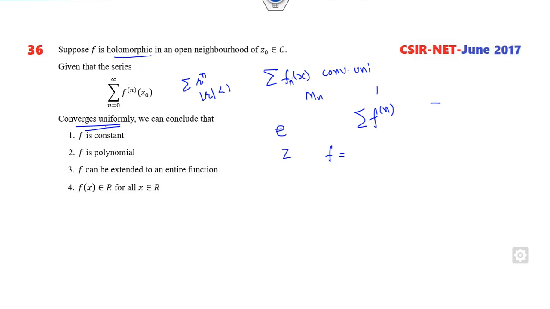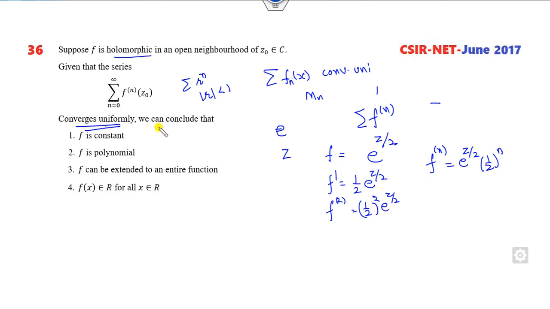or simply take e raised to power z by 2. So what is the first derivative? 1 over 2 here. Second derivative is 1 over 2 square e raised to power z by 2. And what is the nth derivative? e raised to power z by 2, 1 by 2 to the n. Now clearly see that this is uniformly convergent. Why? It converges uniformly because this is a GP series, it is less than 1 and it goes to 0. So this function will satisfy this property. Now look at it: is it a constant? Is it a polynomial? Is it extended to an entire function? You can extend. This is real, but this is a complex number. So the right answer is only C.